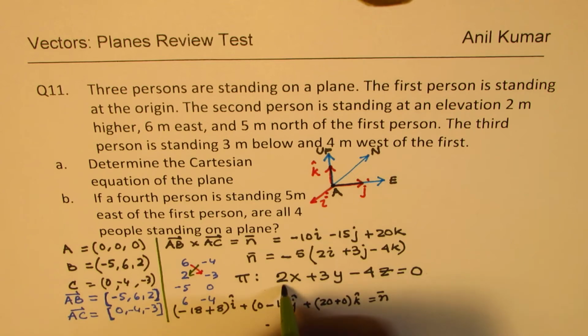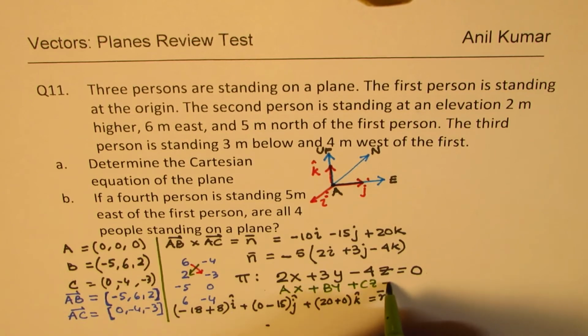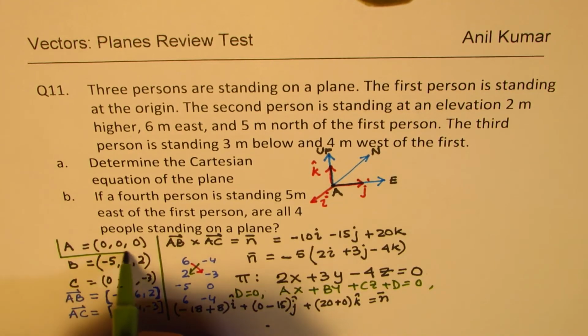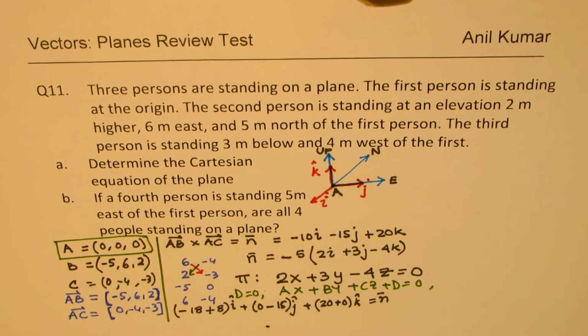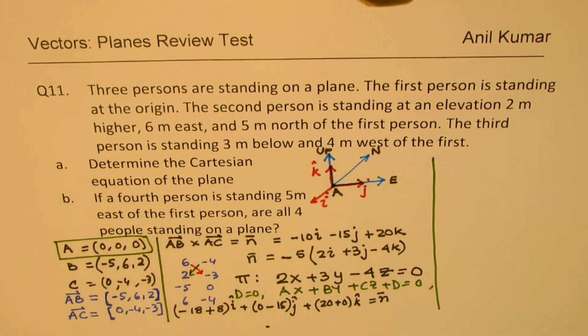How did we get this? We get it from the Cartesian form, AX plus BY plus CZ plus D equals to 0. Now, D equals to 0 since we have a point at the origin. So we have origin as one of our points. So if I substitute 0, 0, 0, I get D equals to 0. Got it? So that is how we get our scalar equation. Perfect. So we got the first part, which is the scalar equation part.